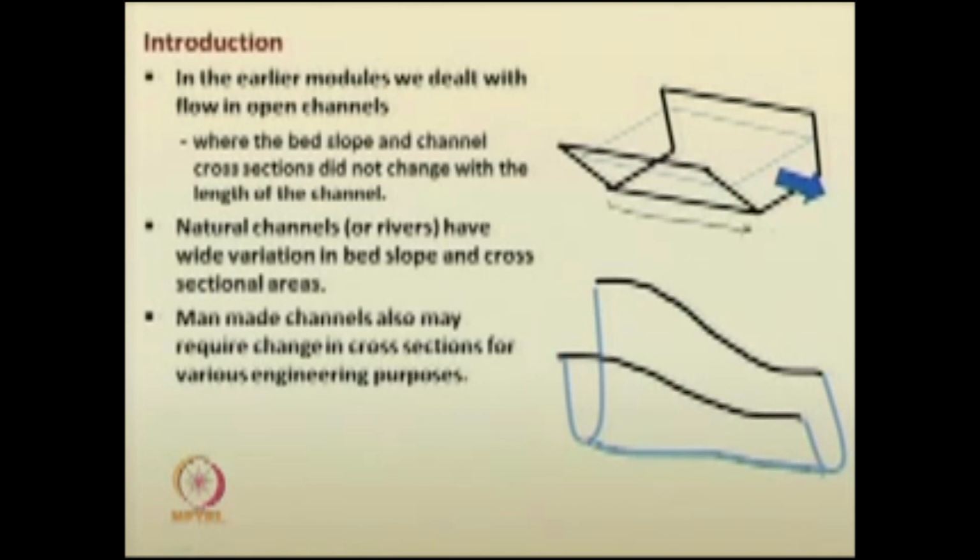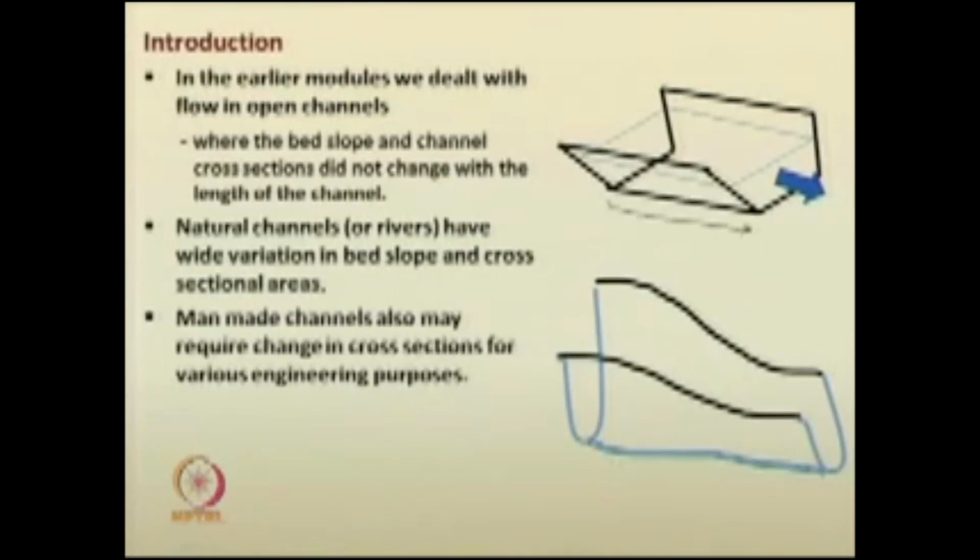But in natural conditions, especially in rivers or even in man-made channels, we may encounter several situations where the cross section of the channel changes rapidly, even the bed elevation changes rapidly. For example, if you can see here, the bed's condition is entirely different. The cross section of the channel is entirely different from one reach to another reach. So, mostly in natural rivers, you will encounter such situations.